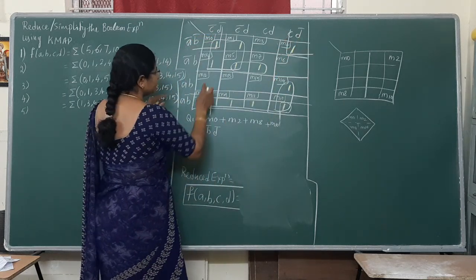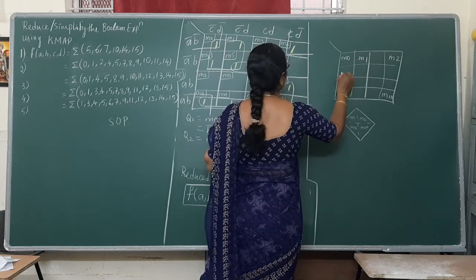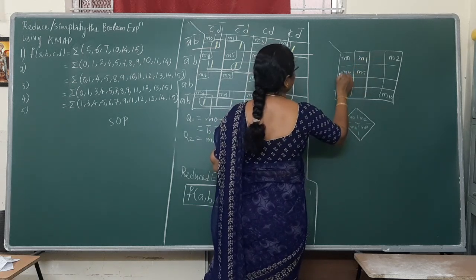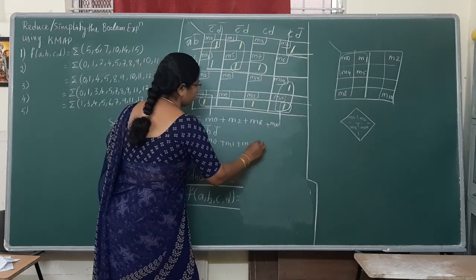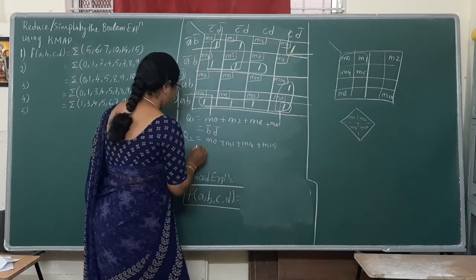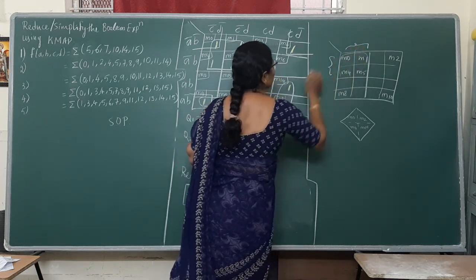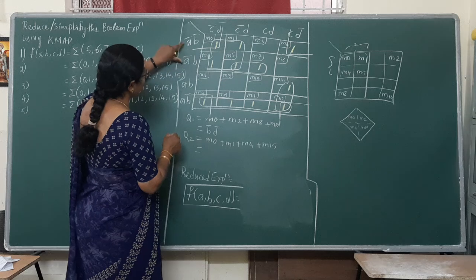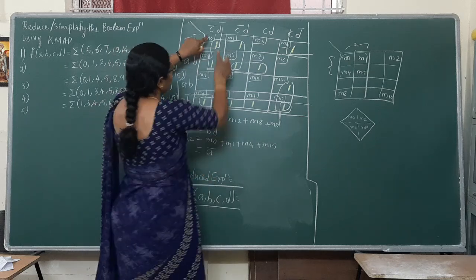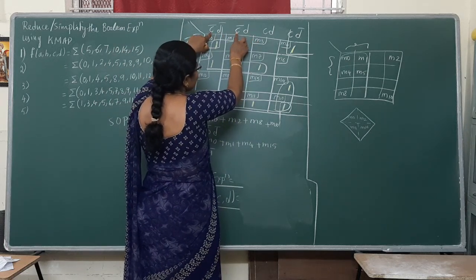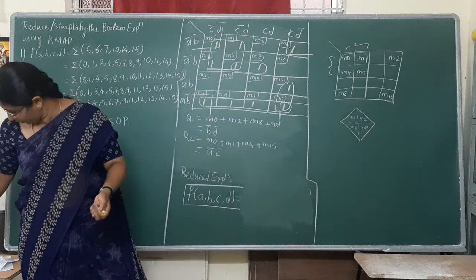What is quad 2? Quad 2: M0, these terms I am taking, M1, M4 and M5. These 4 terms I am taking, M0, M1, M4 and M5. What will you get among those two? These two rows' common variable and these two columns' common variable. Among the rows, what is the common variable? A complement is common, B complement, B gets cancelled. Among these two columns, what is the common variable? C complement is common, D complement, D gets cancelled, hence it is C complement.